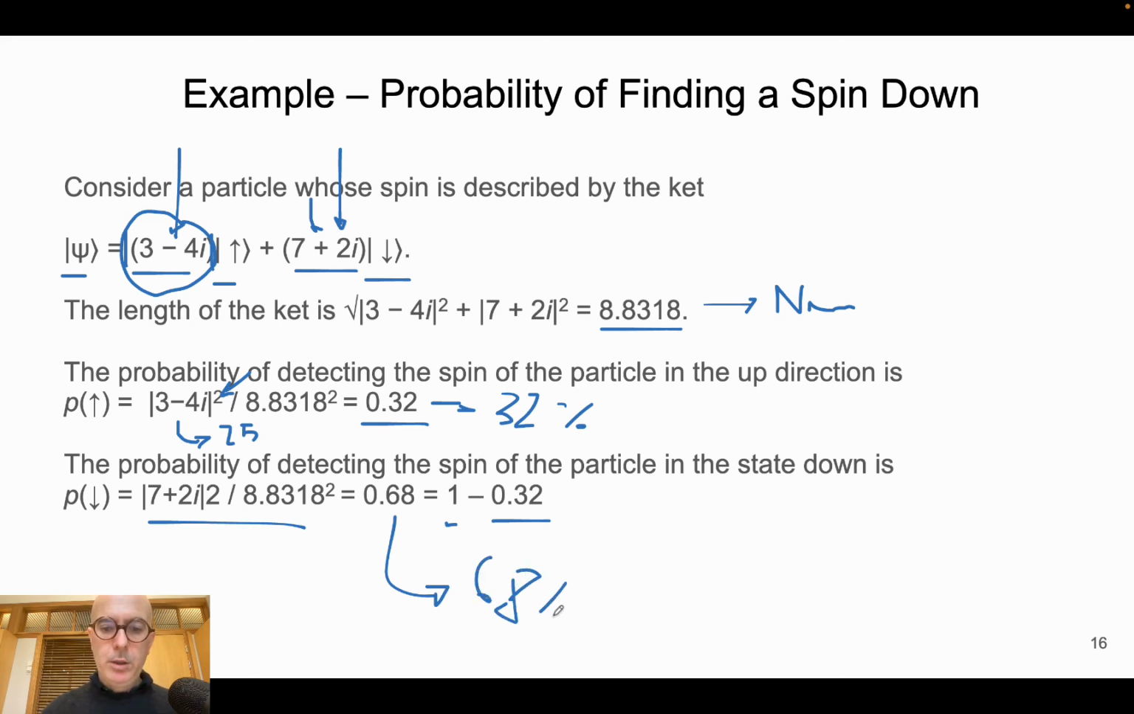So this is the last slide, and in the next lecture I will talk a little bit more about the quantum bit. We already talked a little bit about it, but we will go more into detail on how to use quantum states to describe a quantum bit.